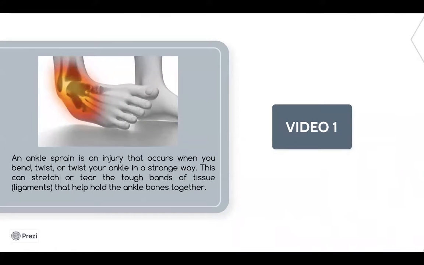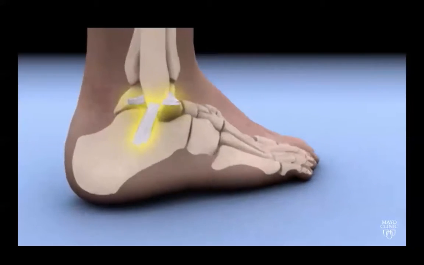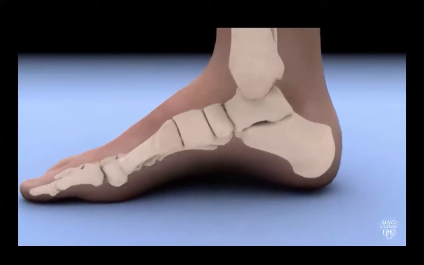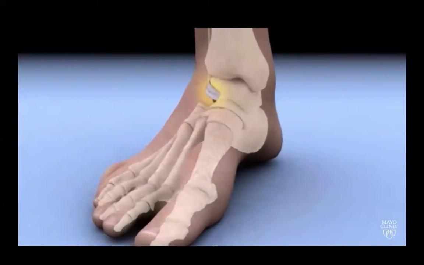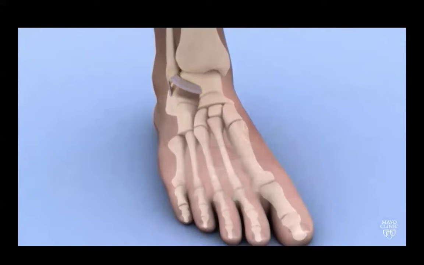An ankle sprain is an injury that occurs when you bend or twist your ankle in a strange way. This can stretch or tear the tough bands of tissue, ligaments, that help hold the ankle bones together. And the talus connects to the rest of the foot. They are also connected by these ropes, also known as ligaments, that connect the bones together. That gives us stability as well as motion that's necessary for walking.